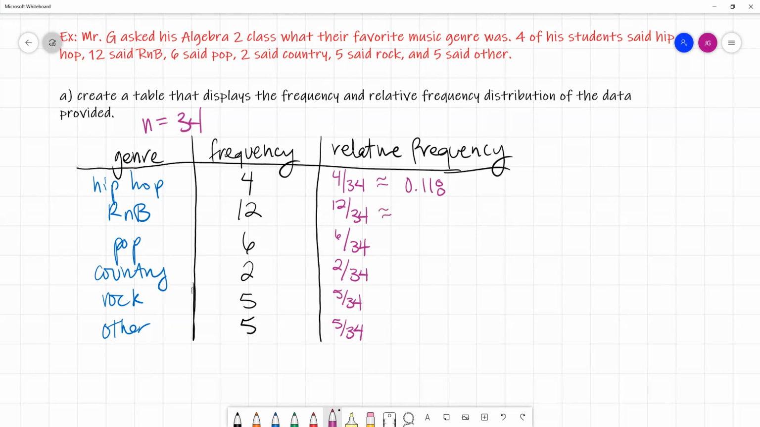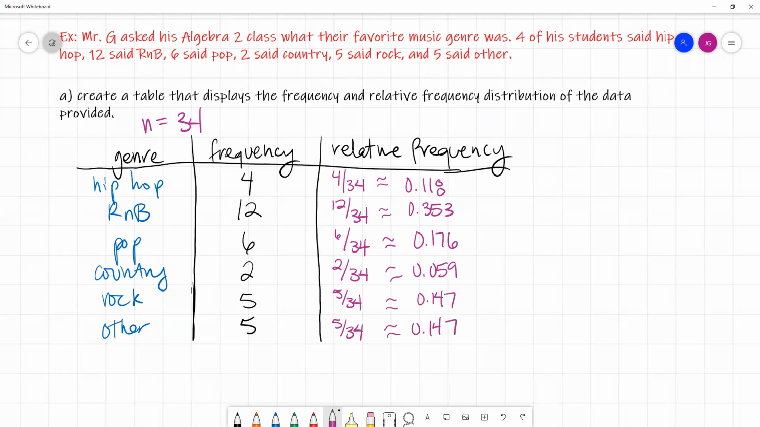The next one, for R&B, I get 0.353. Pop, I get 0.176. We have 0.059 for country, and then 0.147 for rock and other.